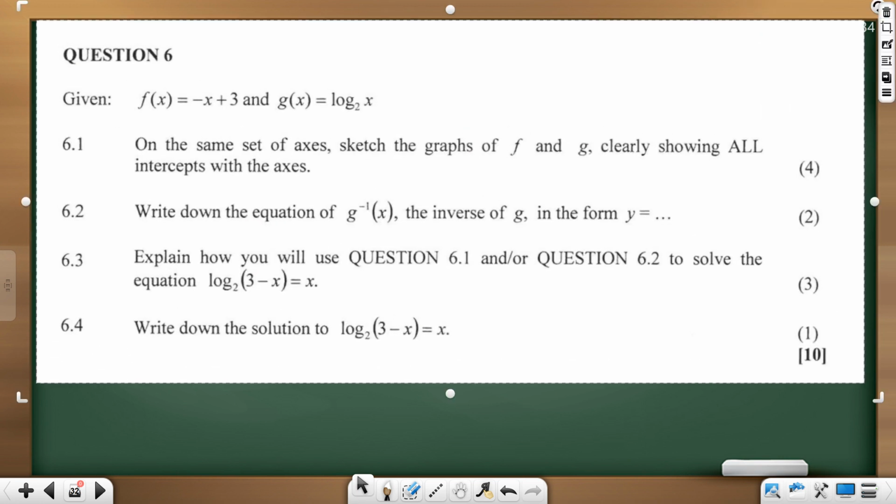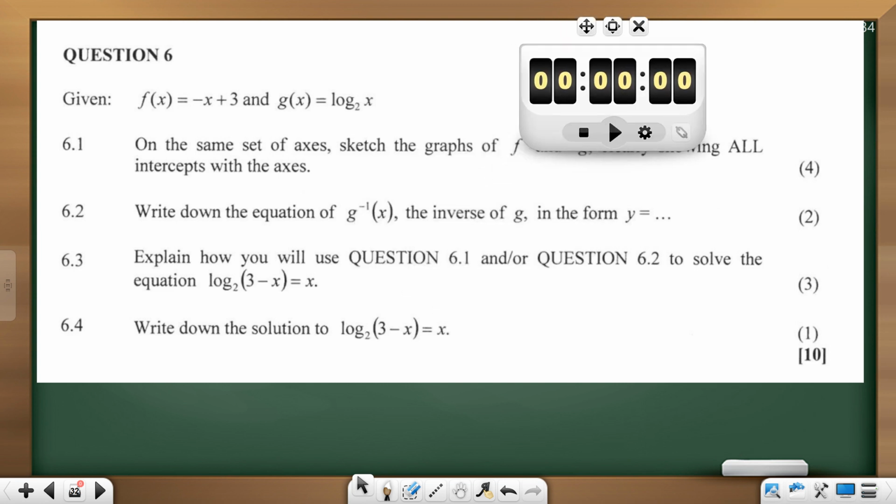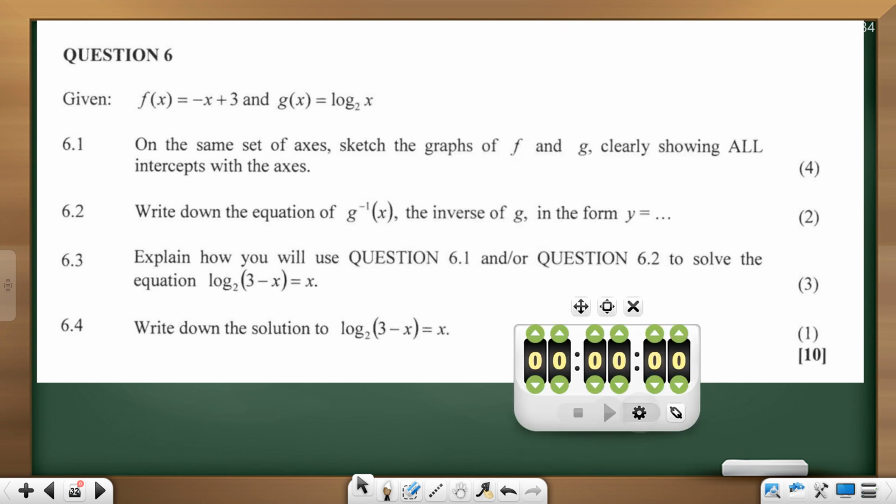10 minutes or so. G of x. Again, do you see what we have? An inverse function. On the same set of axes, sketch the graph of f and g. Guys, it's 4 marks. I want to give you 4 minutes. I'll talk to you after 4 minutes. Give me something we are going to mark together. You would mark yours with whatever I do. Please, let's work. 4 minutes.